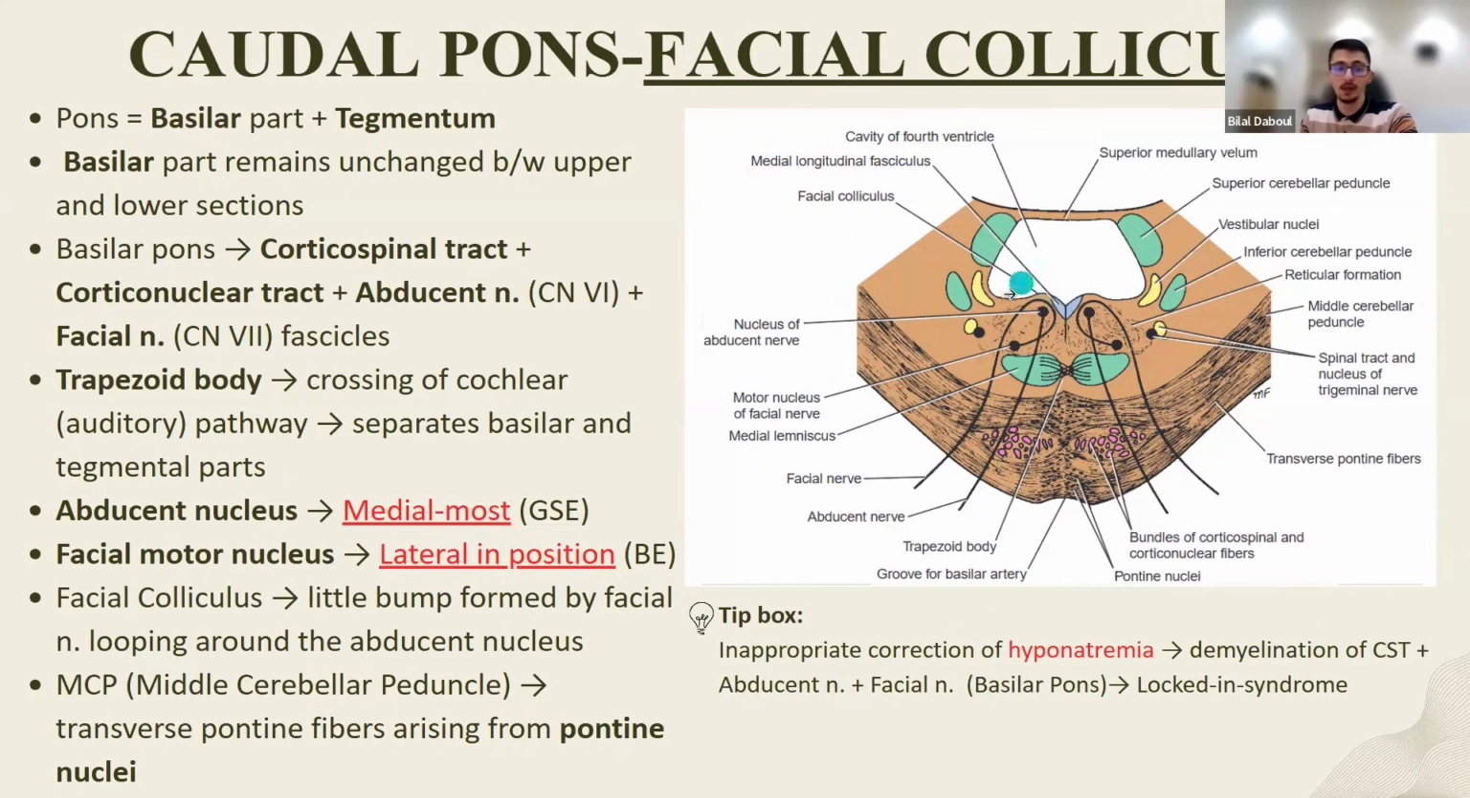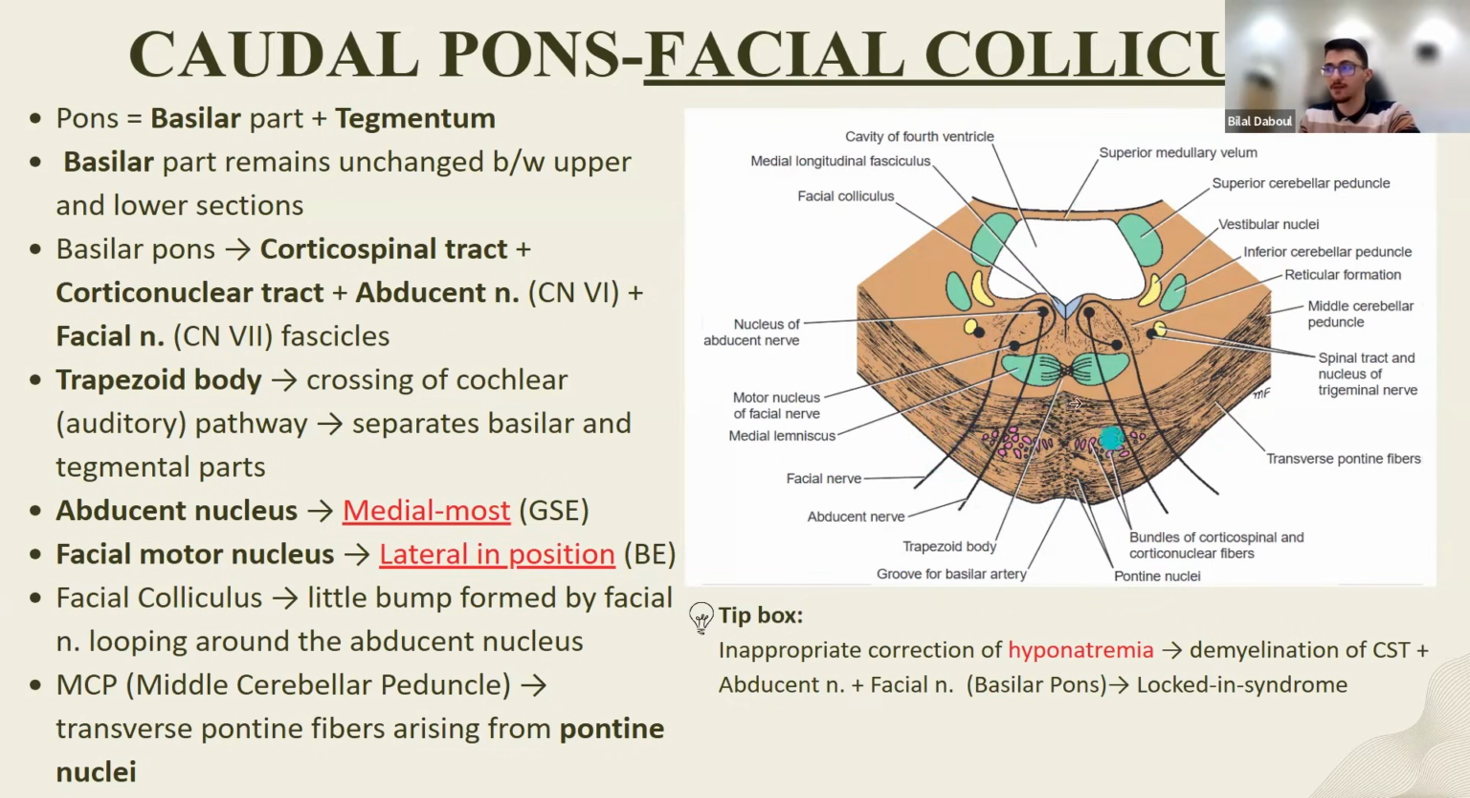The facial colliculus is a little hill that you find when you look at the pons from the posterior aspect, and it corresponds to the facial nerve looping around the abducent nucleus. So it loops. So this is the facial nucleus, or the facial motor nucleus, and it loops around the medially placed abducent nucleus to exit the basilar pons through the basilar part.